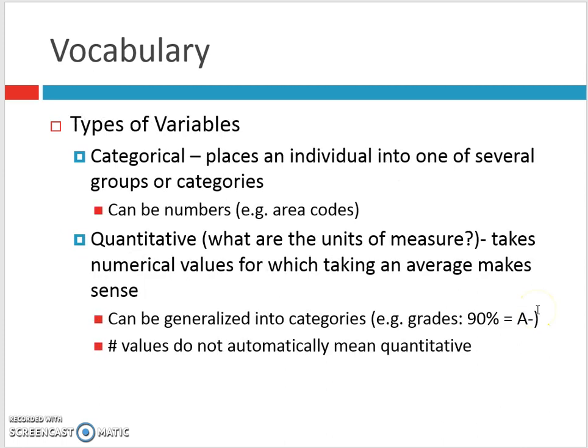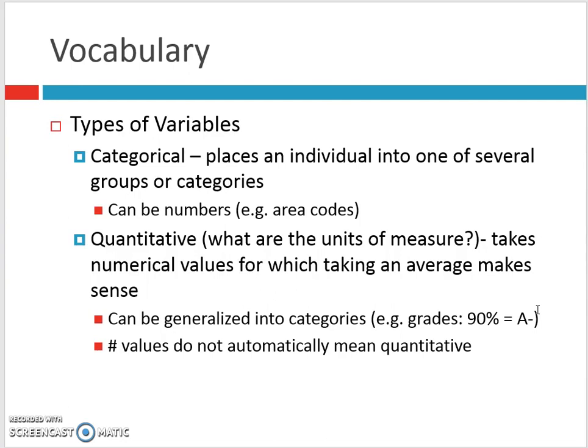Now, there are two main types of variables. There's categorical, which is sometimes called qualitative, but in our course we're going to typically call it categorical. And then there's quantitative. A categorical variable places an individual into one of several groups or categories. Now, just because it's categories or groups doesn't mean it can't be numbers. It can. It's not typically numbers, but it could be. So area codes, for example, or your social security number, or your zip code. Those are all examples of categorical variables.